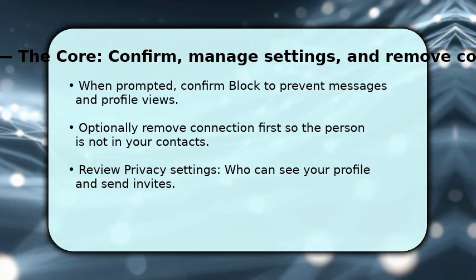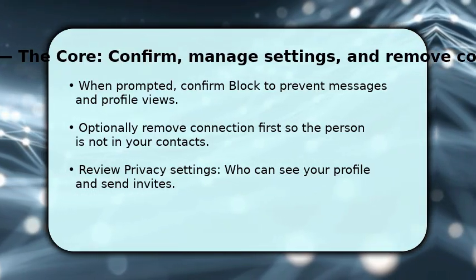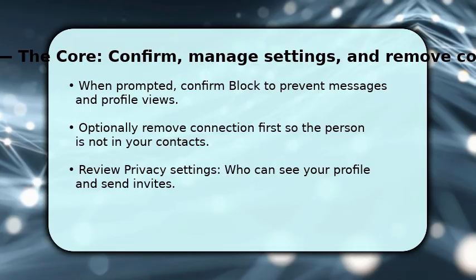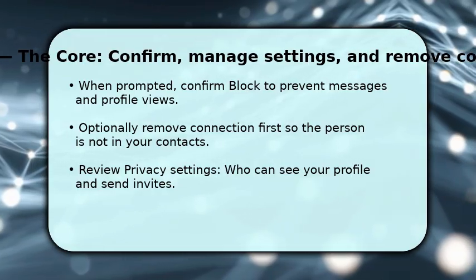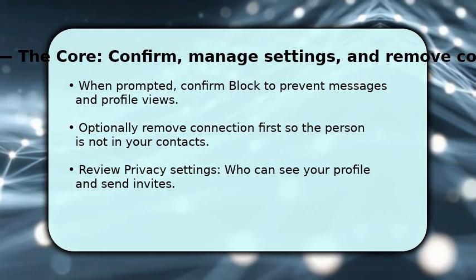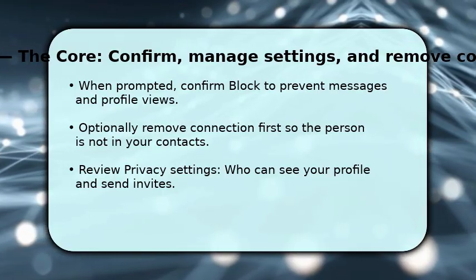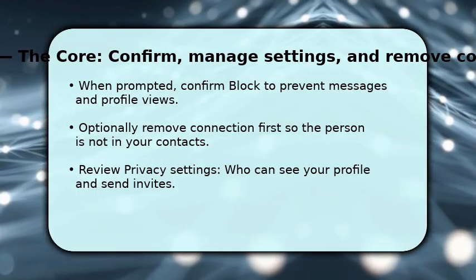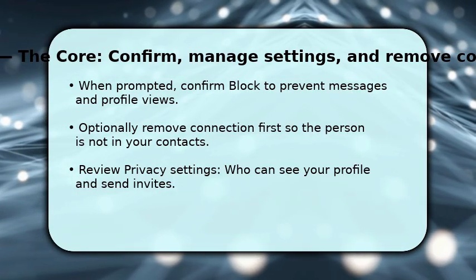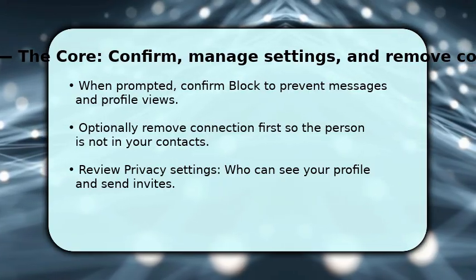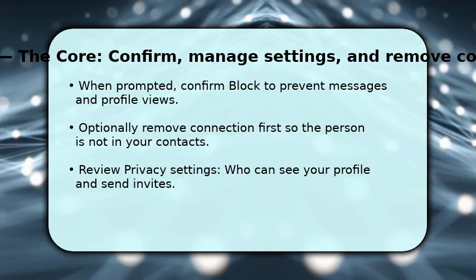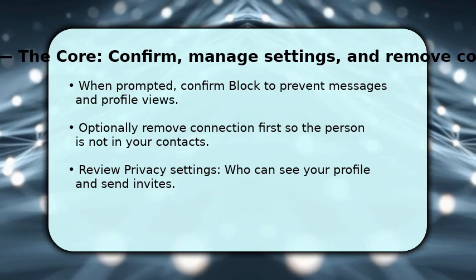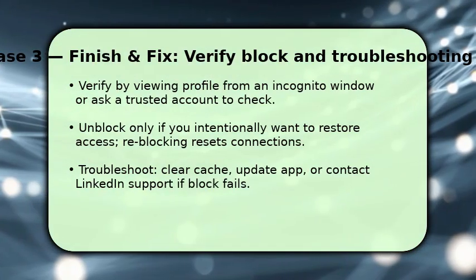After that, go to Settings and Privacy to tighten who can find you, reduce invitation sources, and limit profile visibility. Make sure to check messages and invitations filters so future contact attempts are suppressed. If you use browser extensions or mobile apps, sync changes by refreshing or restarting the app, so all settings apply consistently across platforms.